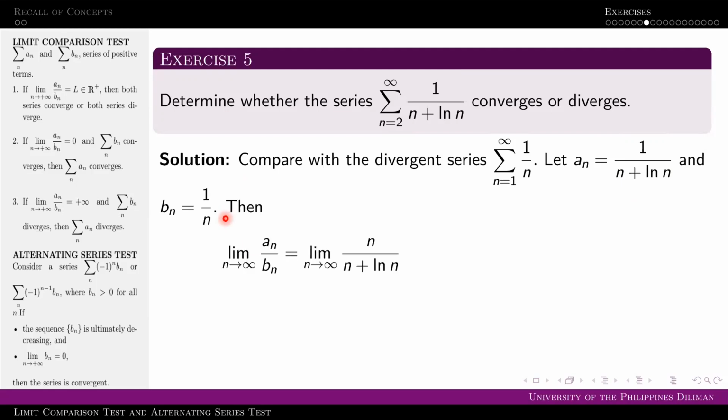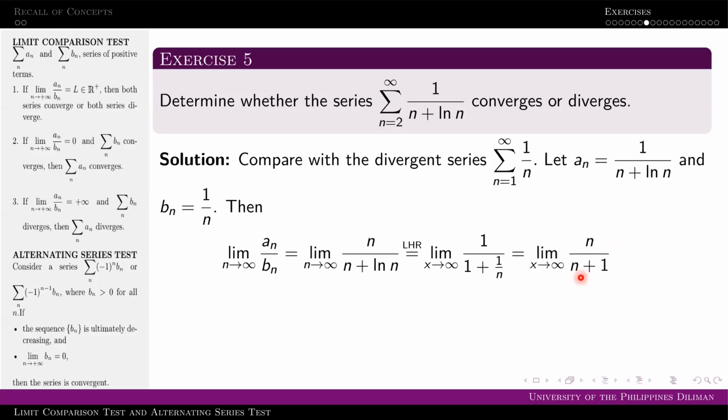And kukunin natin ulit yung limit ni an over bn, which is just n over n plus ln n as n approaches infinity, no? Since si n pumupuntang infinity, si n plus ln n pupunta din yung infinity, meron tayong infinity over infinity, applicable si LHR. So, L'Hopital's rule, i-differentiate natin yung taas-baba. So, meron kang 1 over 1 plus 1 over n, which we can further simplify into, dapat n to ha, n over n plus 1.